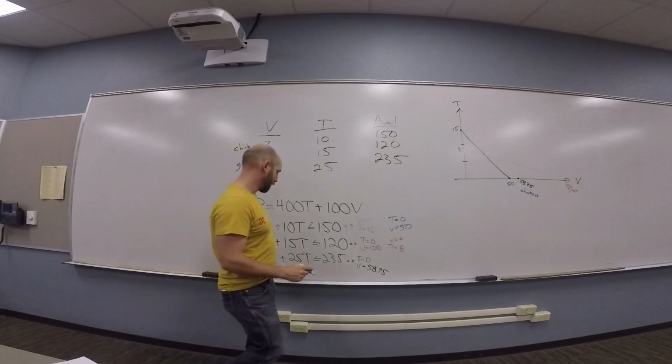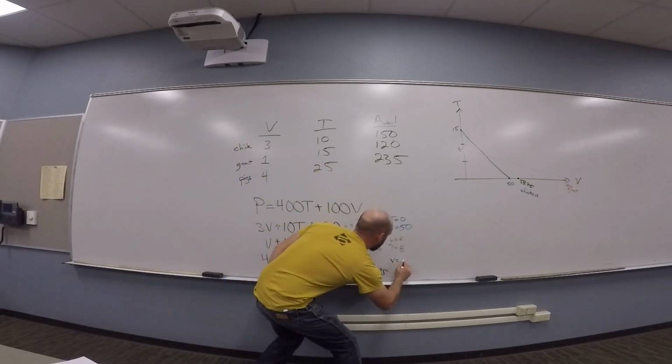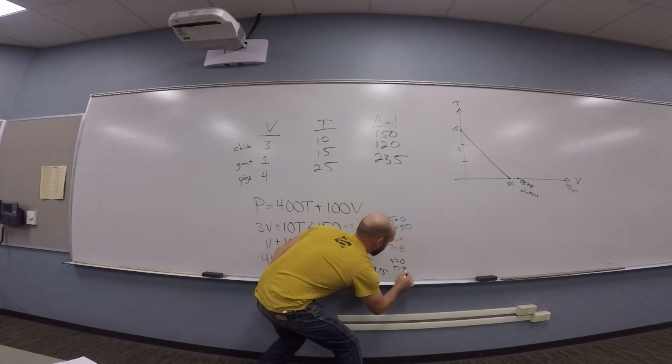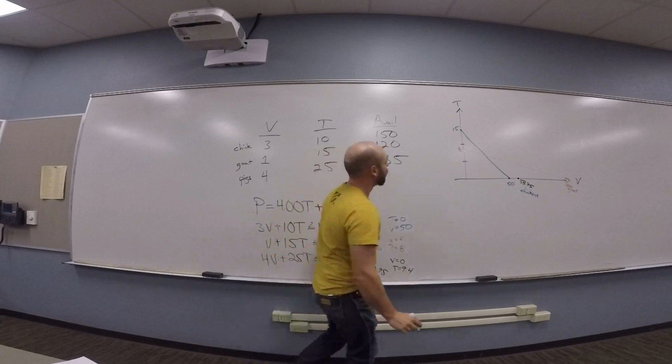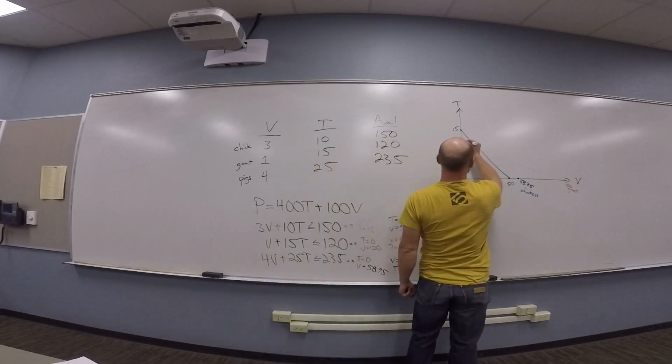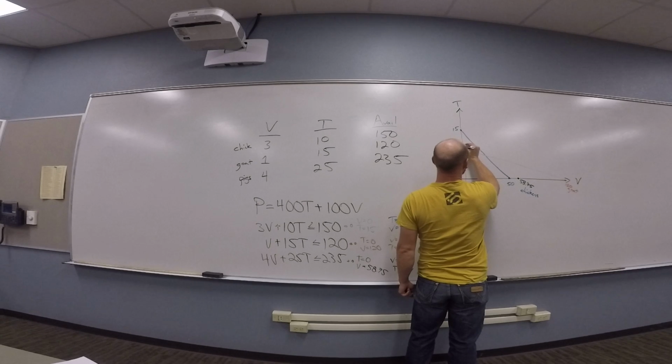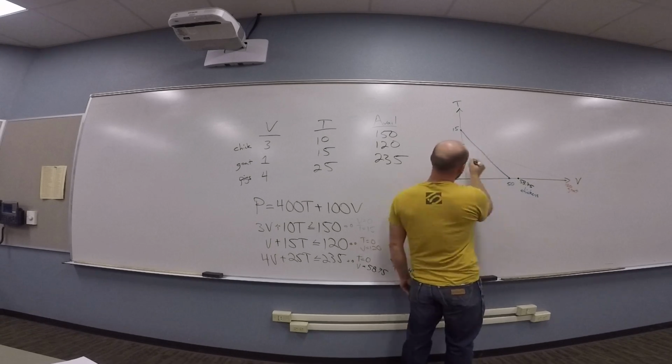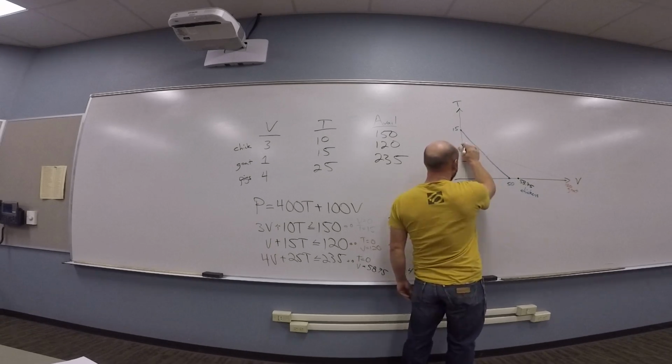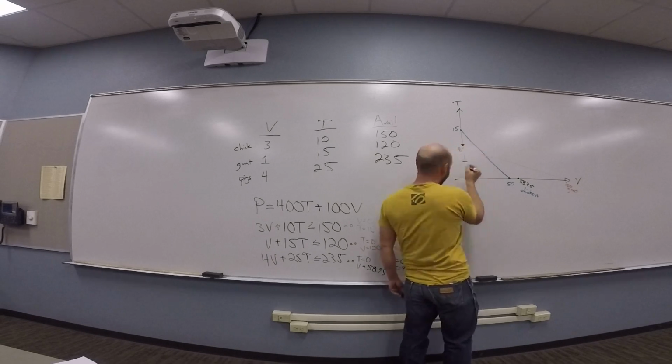Okay, and the other one? 9.4. So that's V is 0, T is 9.4. That's too big. Which is like up here, a little bit higher. Okay. Is that better, Cody?